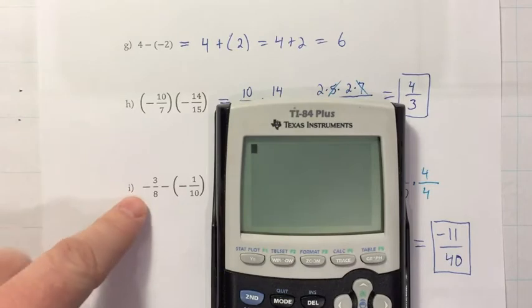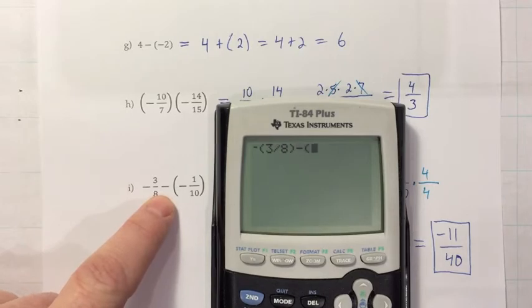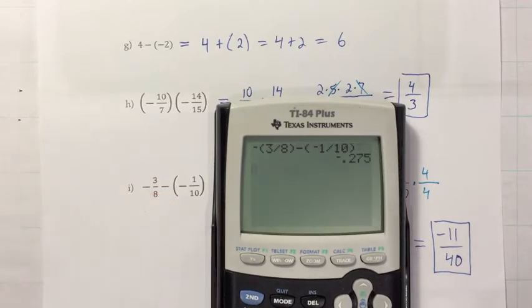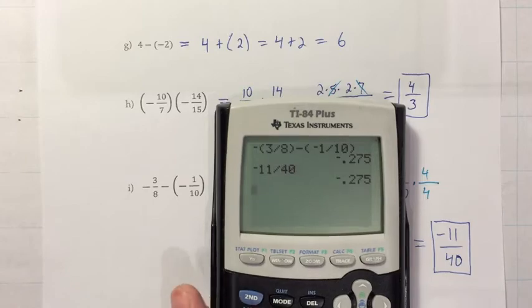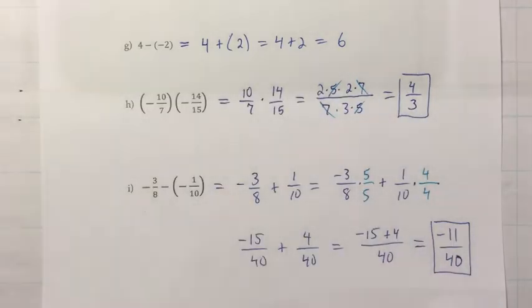So we put the initial problem in, negative 3/8 minus negative 1/10, and I get negative 0.275, and then take my answer, negative 11 over 40, and I get the same thing.